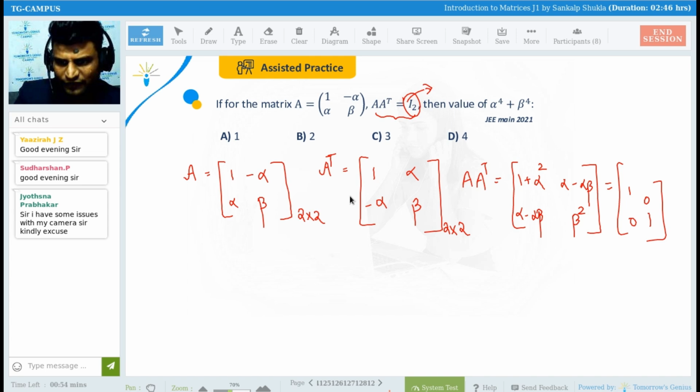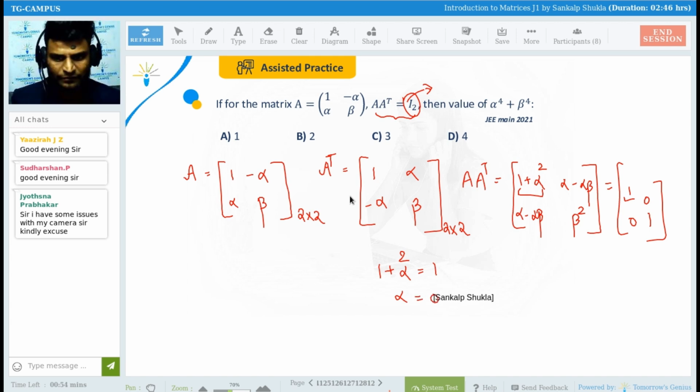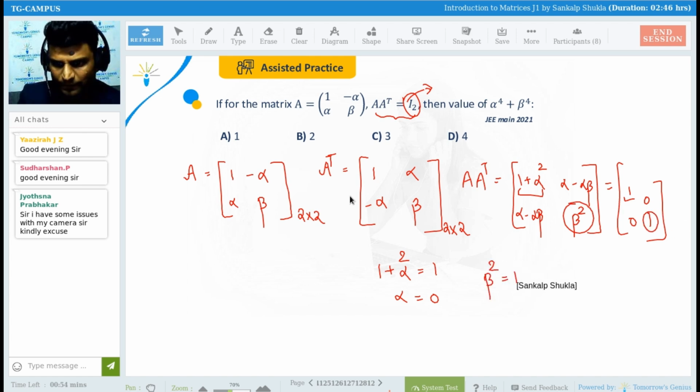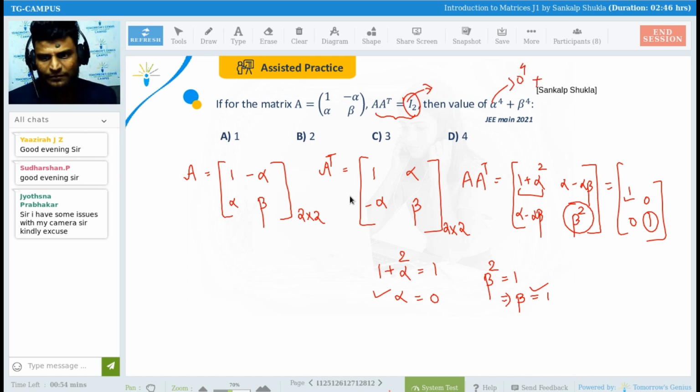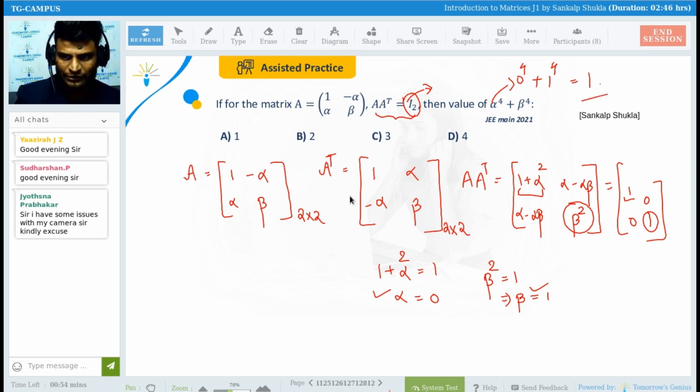Now I know that 1 plus alpha square is equal to 1. That means alpha is equal to 0 only. Right? And I can compare beta square is equal to 1, so beta is equal to 1. That's all. I think that is the answer. Alpha raised to power 4 will be 0 raised to power 4 plus beta raised to power 4 will be 1 raised to power 4, that is 1. So this was a very easy and smooth question from JEE Mains 2021. Right?